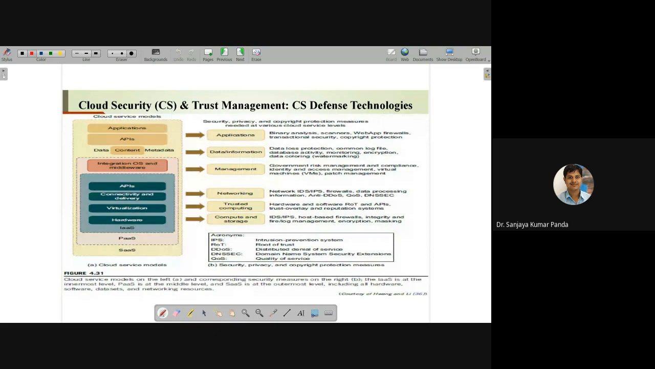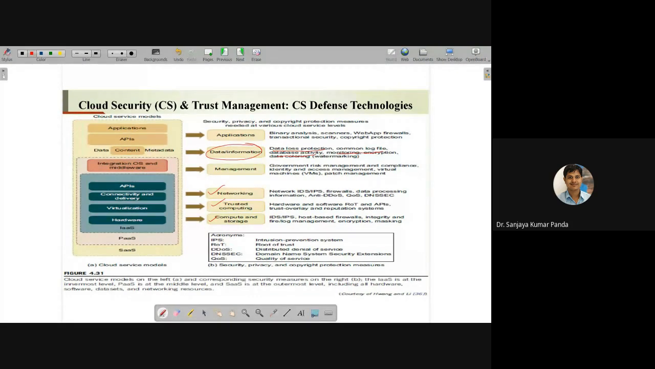This is with respect to IaaS, PaaS, and SaaS, the cloud service models, and with respect to the type of infrastructure you are using, including applications and APIs, what the corresponding attacks can be. Like if you talk about data and information, data loss protection, common log files, and database activity are the things that you need to concentrate on when you are looking for defense mechanisms for cloud security.